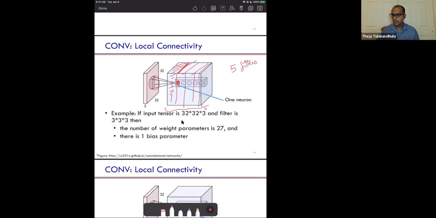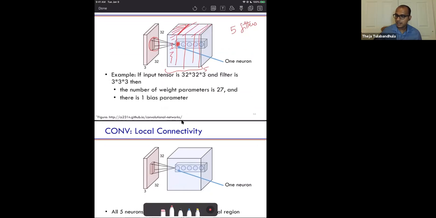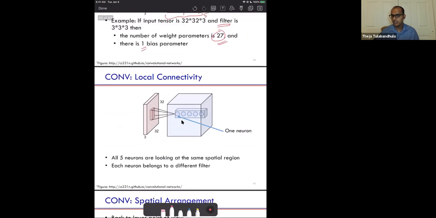So the number of parameters is fixed because the output is produced by the same filter. All the other neurons, all the other outputs in that layer of the output tensor, are from the same filter, which means that all those neurons are sharing the same parameters, which is 27 in number and maybe one bias parameter.